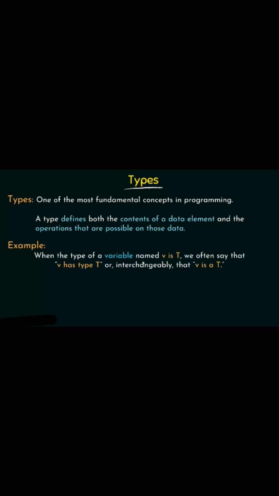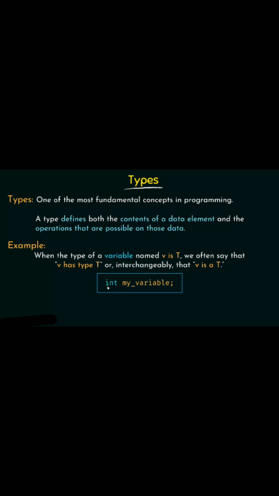When the type of a variable named v is t, we often say that v has type t, or interchangeably that v is a t. So let's say that we have a variable and the variable name is v, and the type of that variable is t. So in saying, we say that v has type t, or we can also say v is a t.